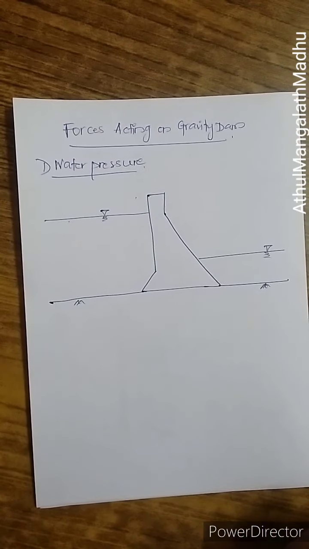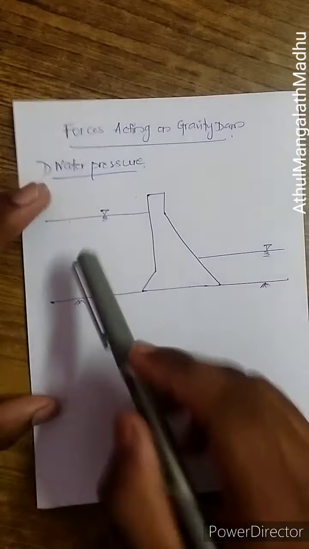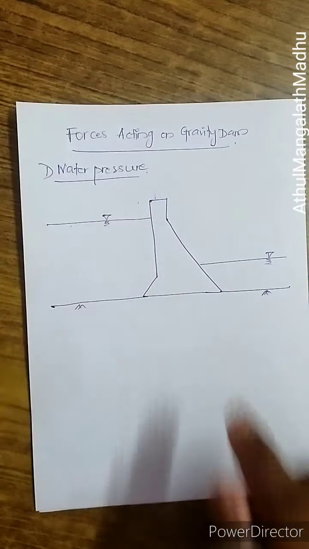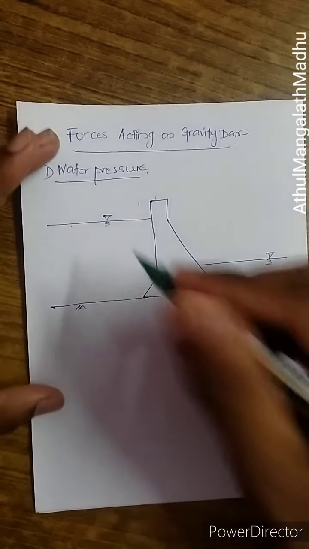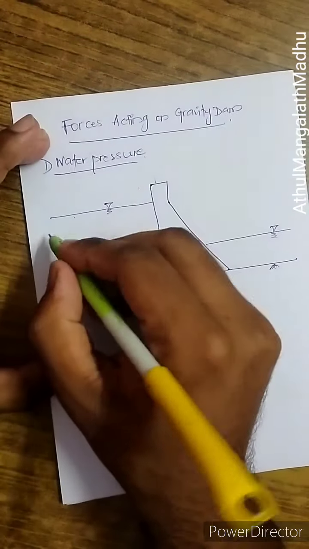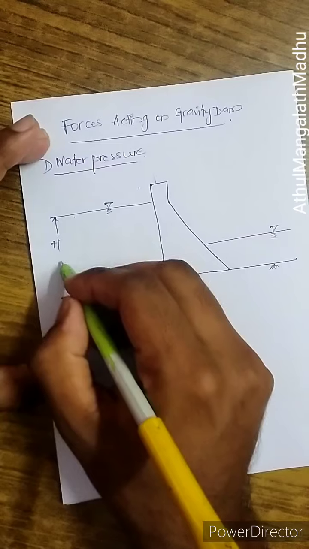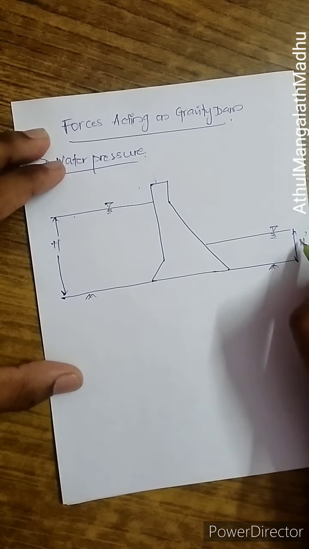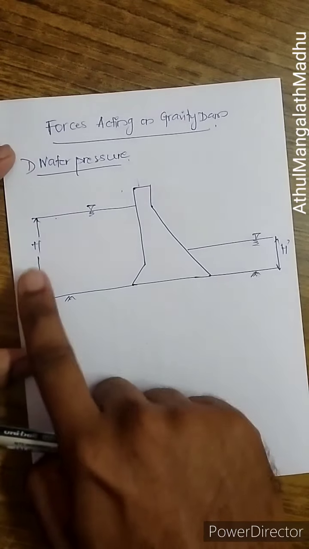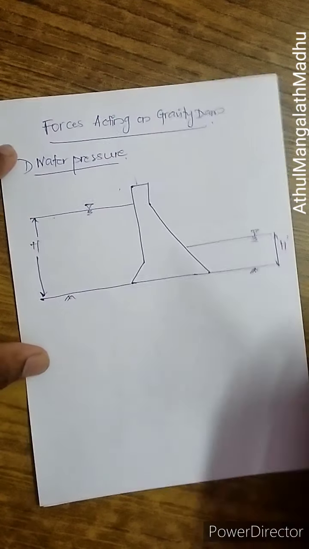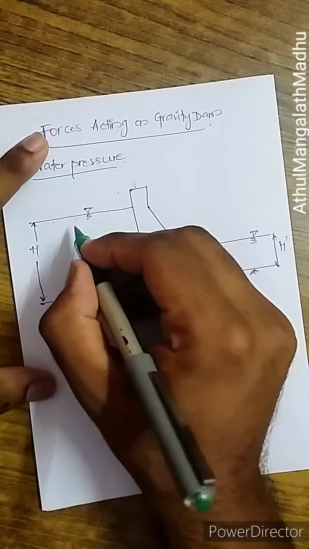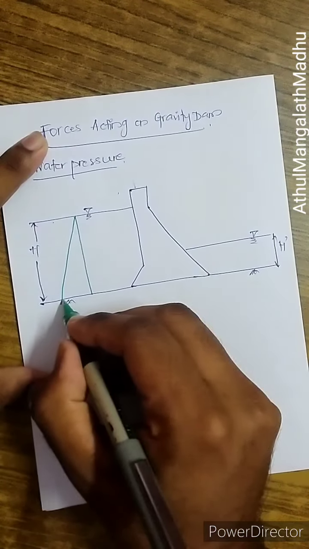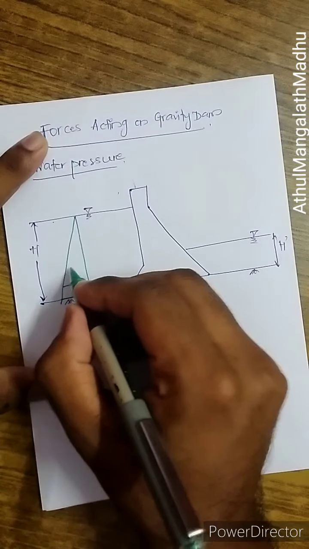As you might have already learned during your FM1 class, if you have water on one side and there's a vertical plane here, it will be exerting a horizontal pressure there. So assuming that the height of water here is capital H and the height of water here is H dash, water on the upstream is H and water on the downstream is H dash. So the horizontal pressure which is acting will be triangular in nature. So this will be the pressure distribution.